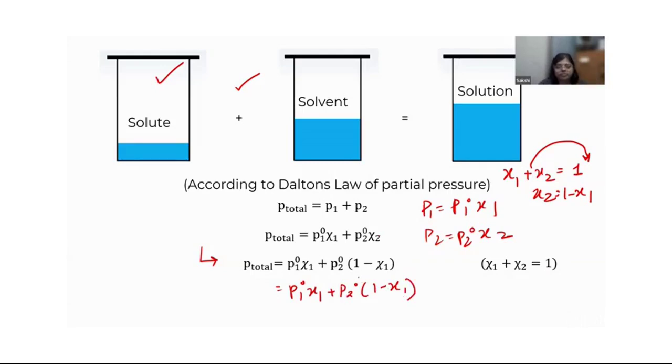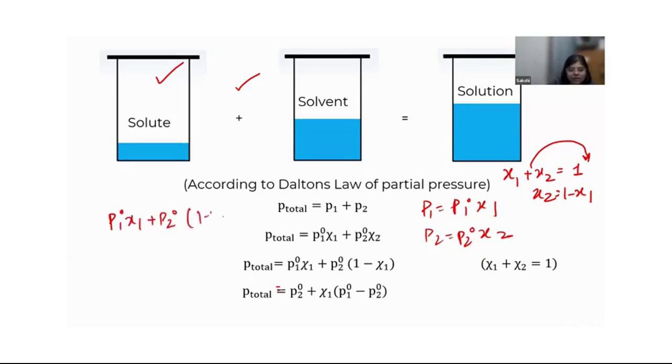Let us move forward. Please write it, keep on writing with me. I'm just erasing this. Now, what do we do? How did we come up to this equation? Let us understand. I had P1 naught X1 plus P2 naught into 1 minus X1. Now I will multiply this out. Mathematically, please follow this: plus P2 naught, minus P2 naught X1.